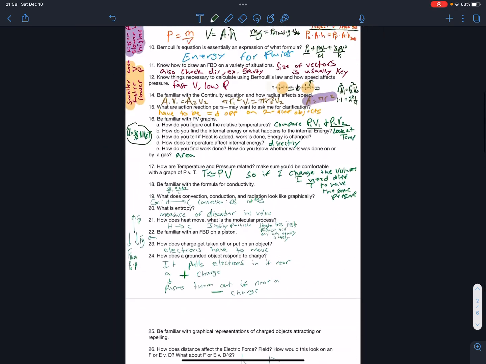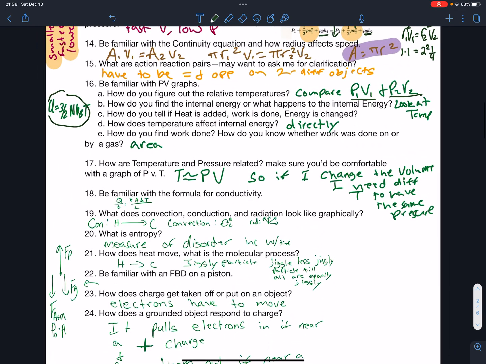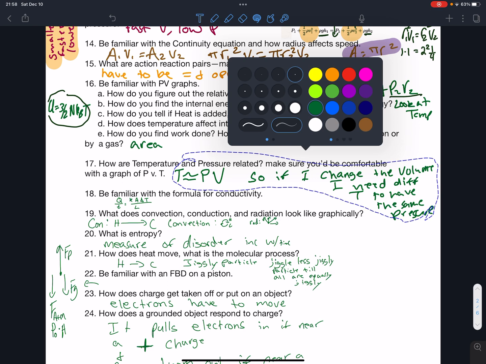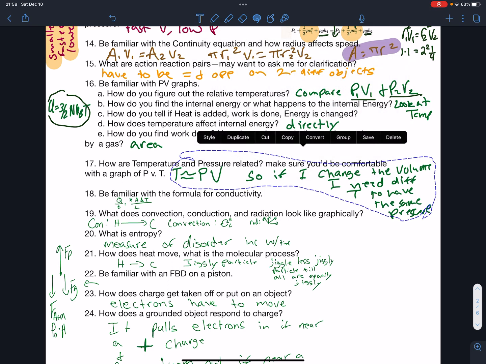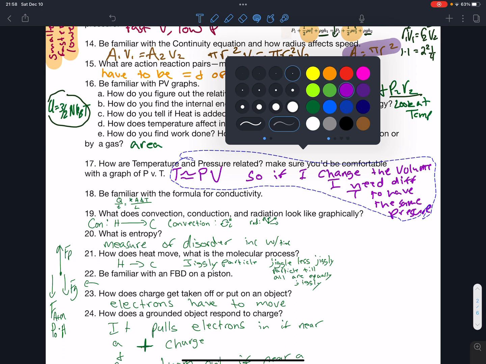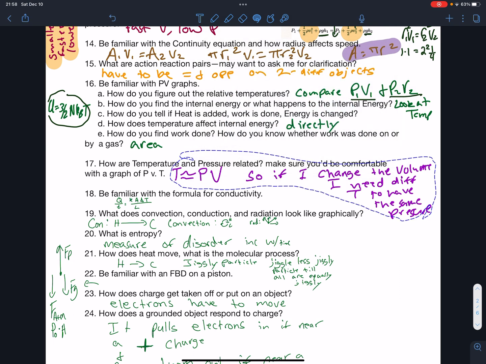Okay, moving back. All right, so 17. How are temperature and pressure related? We've talked about this before, but temperature is directly proportional to pressure times volume. So if I change the volume, I need to have a difference in pressure. And if I change the pressure, I'm going to change the temperature.